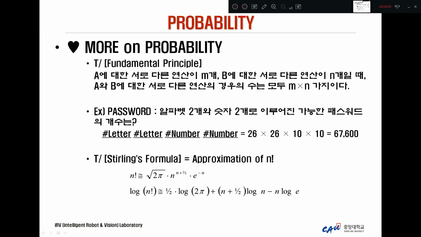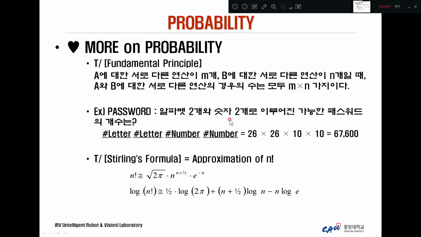Okay, we have some more on probability theorem, fundamental principle. This is a basic principle of probability. Let's say the number of different computational methods for the event A is m, and the number of different computational methods for event B is n. Then the total number of different computational methods for A and B is m times n.